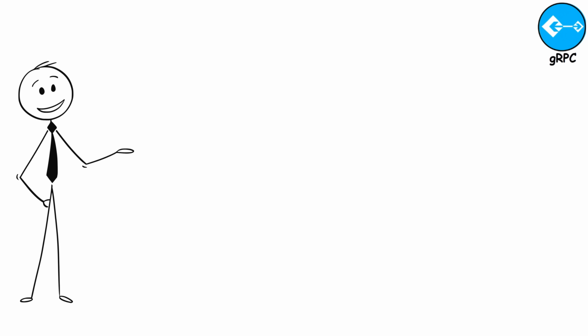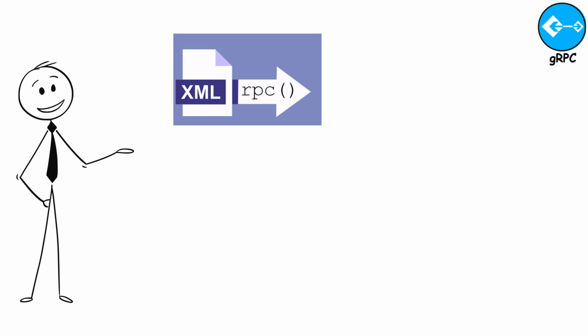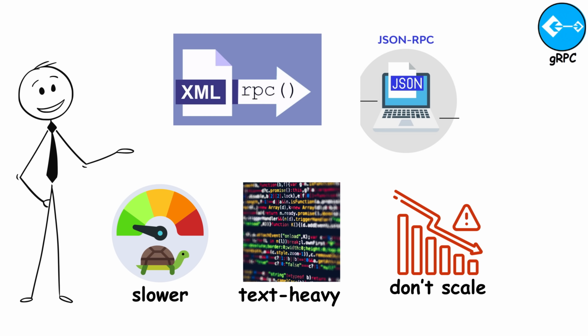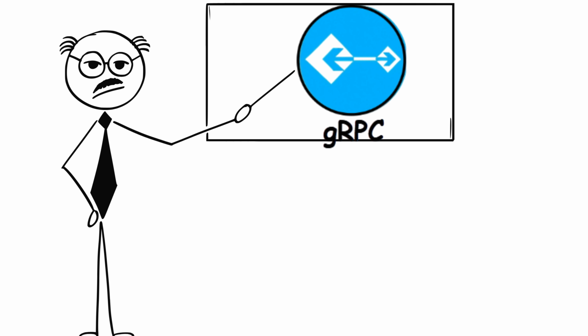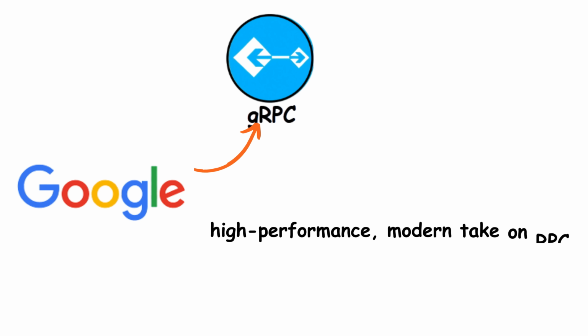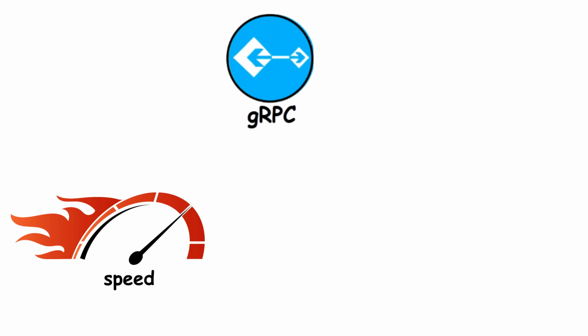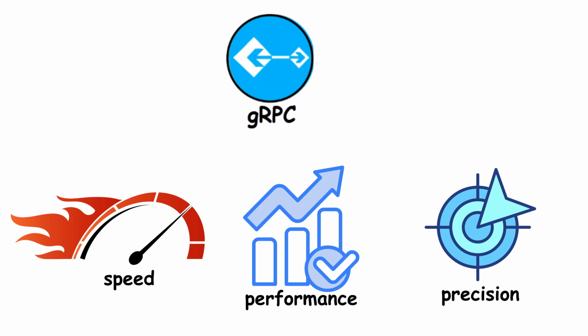But early RPC systems like XML-RPC or JSON-RPC had problems. They were slower, text-heavy, and didn't scale well for today's massive real-time apps. That's where gRPC comes in. gRPC is Google's high-performance modern take on RPC. Think of it as the Formula One race car of APIs, built for speed, performance, and precision.